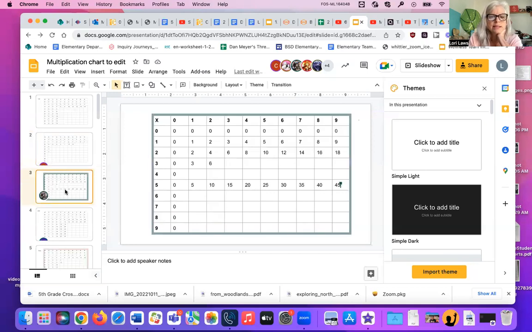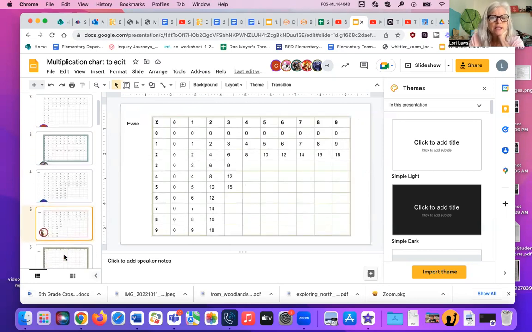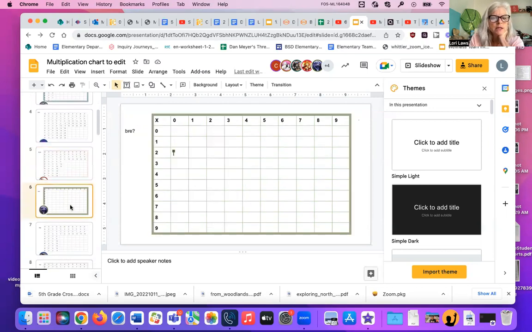Great. And let's see, number 3, this is Amoy. Amoy, I want you to do your up and down ones before you go across. So go over here to the left and fill in your 1 column all the way down and your 2 column all the way down. Okay. Liam is zipping right along, good. And Evie's in great shape, already doing some more.